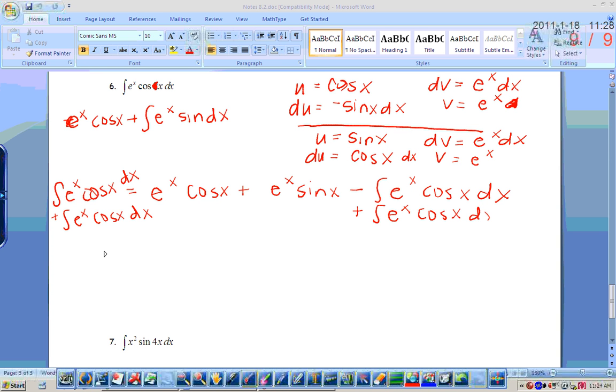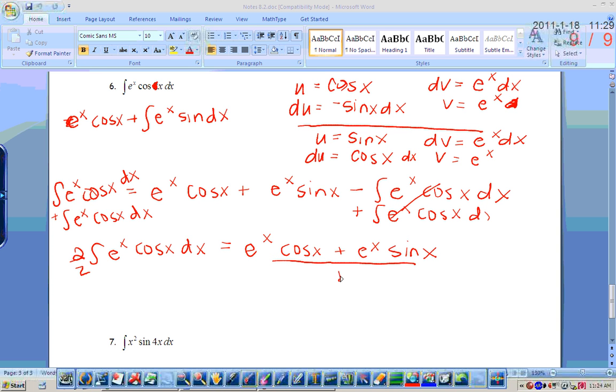All right, so on the left side, I have two integrals of e to the x cosine x dx. And on the right side, I just have the e to the x cosine x plus e to the x sine x. And just divide by 2, and I'm done. Yes, and then I have to do a plus c.